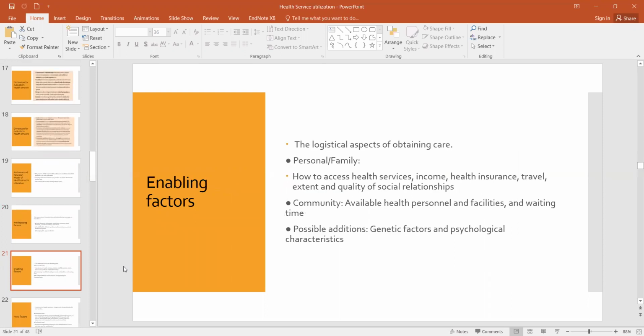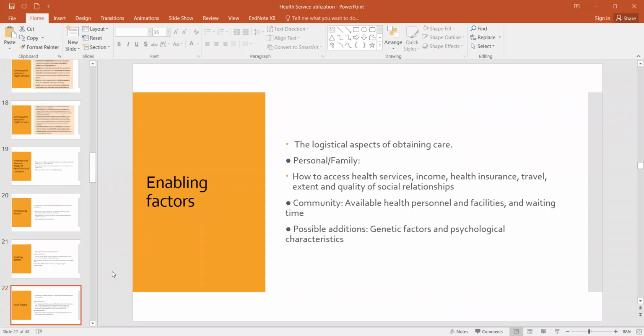Enabling factors are the logistic aspects of obtaining care: how to access health services, income, health insurance, travel extent, and quality of social relationships, like community, available health personnel and facilities, waiting time, and possibly additional genetic factors and psychological characteristics.